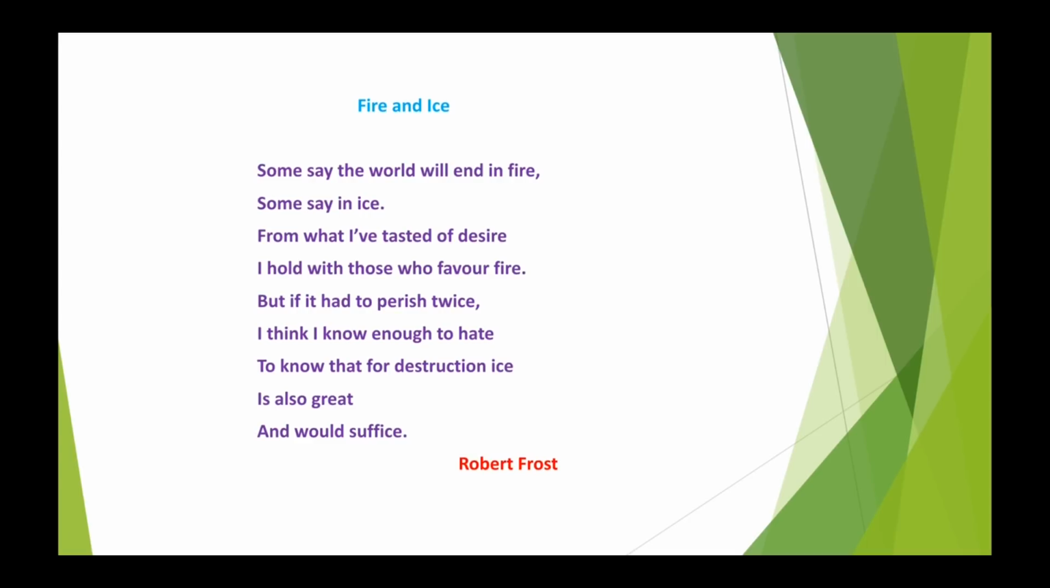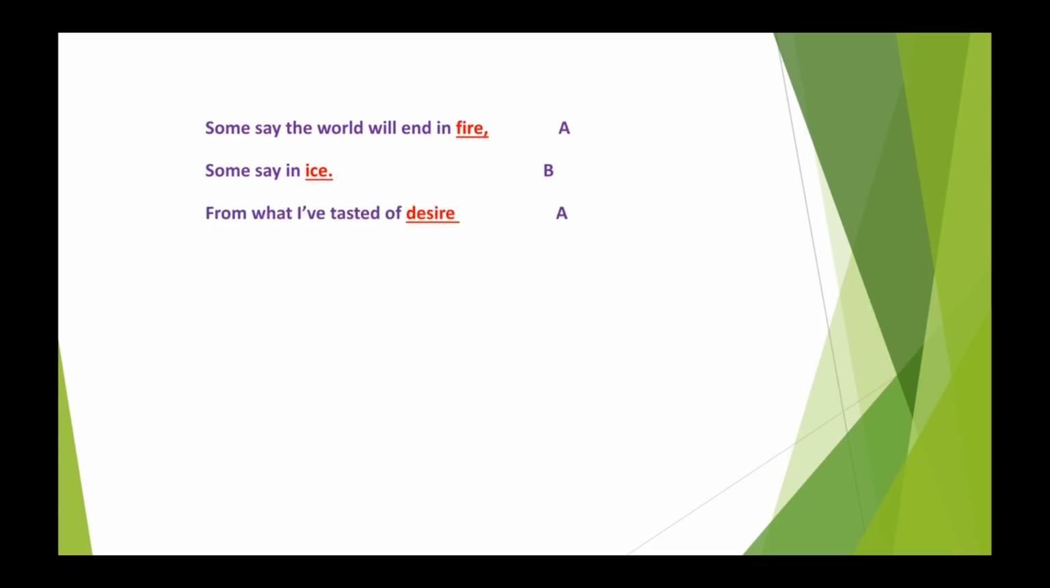Now, beautiful poem written by Robert Frost. Now, let us find out in which rhyme scheme it is written. Some say the world will end in fire. So, the last word is fire. So, we will give this line A. Some say in ice. Now here we can see fire is not rhyming with ice, so B.